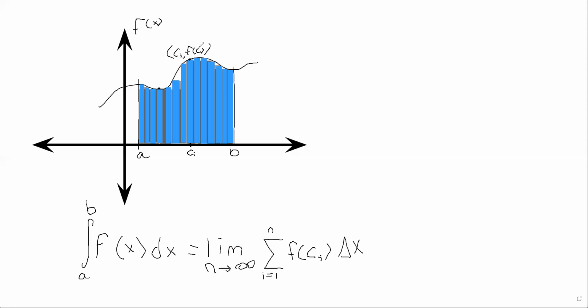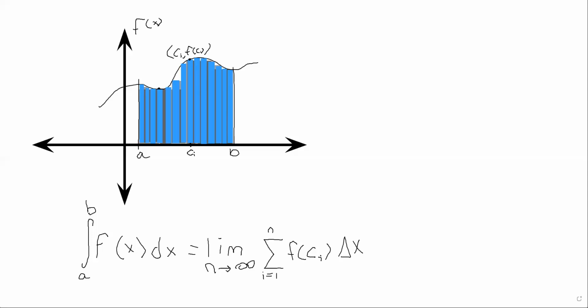That's all that is. f of c sub i is just the height of a rectangle. So what if we didn't want to find the area of all of them? What if we just wanted to create an expression that returned the area of just one single rectangle? So we're going to need base times height. We remember from geometry that that's how we find the area of a rectangle.